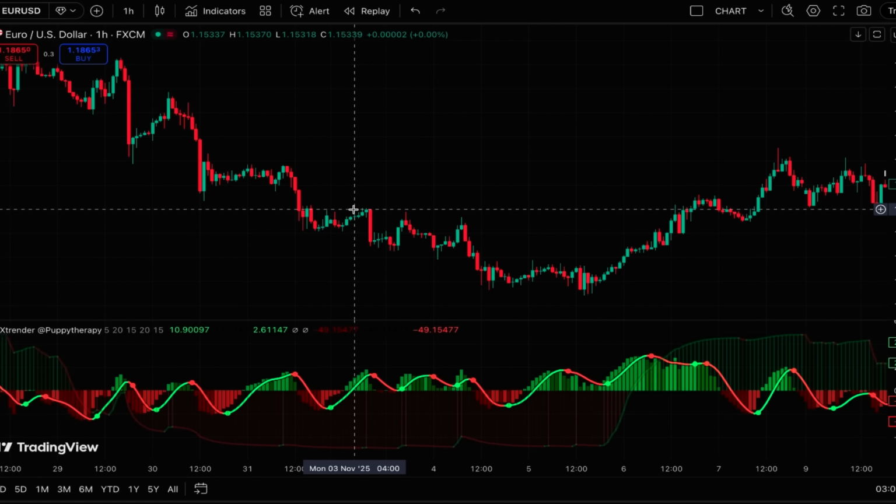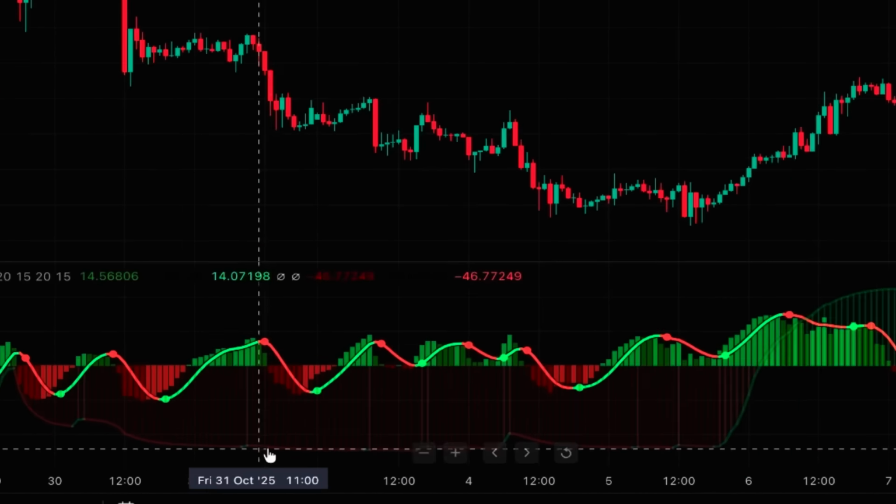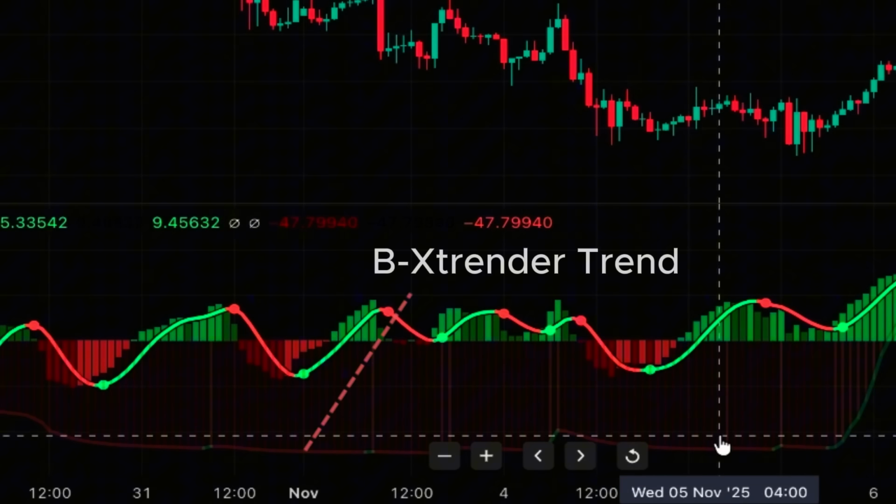Alright, there is another component in this indicator, this line and this histogram, which is called BX Trender trend, and this will help us with longer term trend of the market.